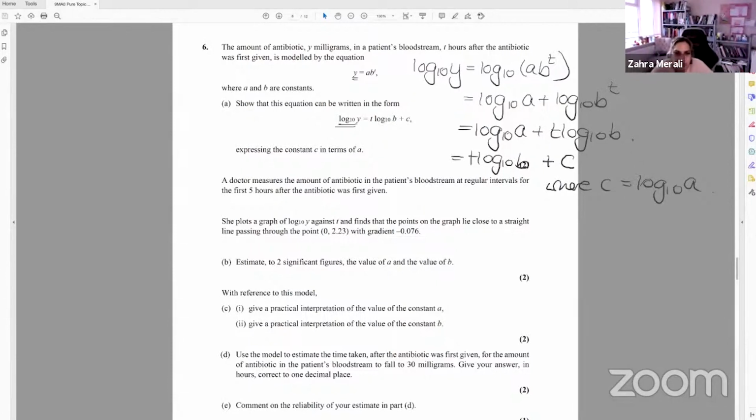A doctor measures the amount of antibiotic for the first 5 hours. She plots a graph and she gets a gradient and a y-intercept. So we've got a gradient. Now remember, if we were going to think about this in y equals mx plus c, our gradient bit, if you like, is log 10b. So log 10b must be the same as minus 0.076. And my c, which is actually log 10a, is 2.23.